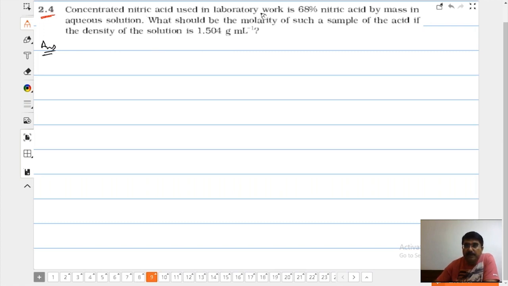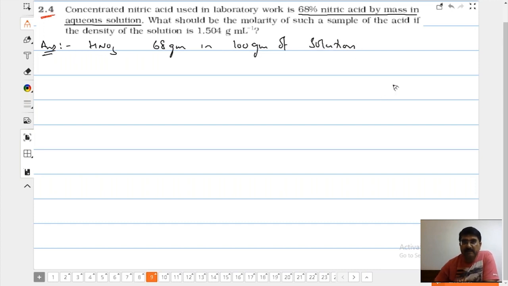Concentrated nitric acid used in laboratory is 68% nitric acid by mass in aqueous solution. What did he give you? Nitric acid is 68 gram in 100 gram of solution. I hope everybody understands percent. What is percent? Per 100.